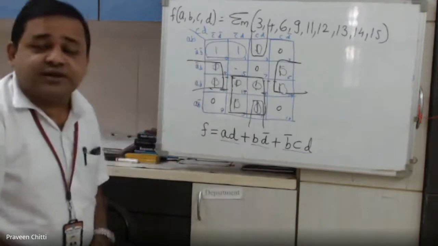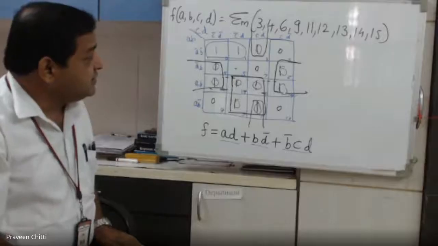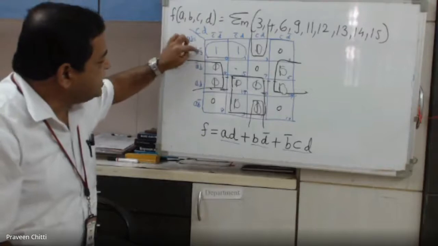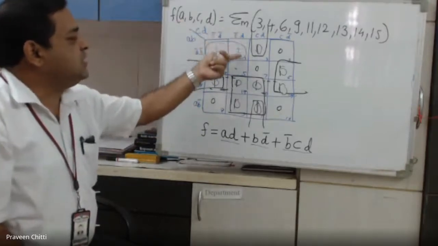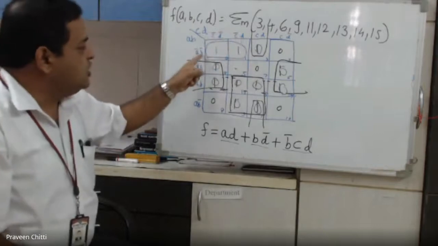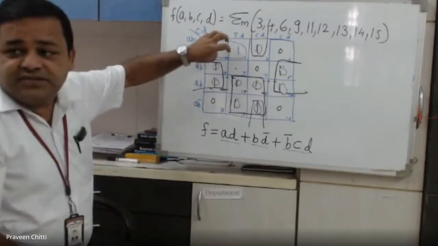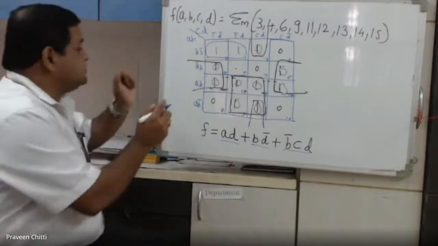So what will be the product term corresponding to this pair? A bar, B bar, C bar. You have to take A bar, B bar completely and one among these 2, which is C bar. So A bar, B bar, C bar will be the product term corresponding to this particular pair. Is that clear?